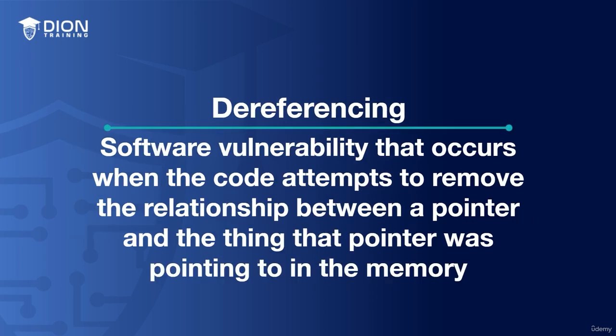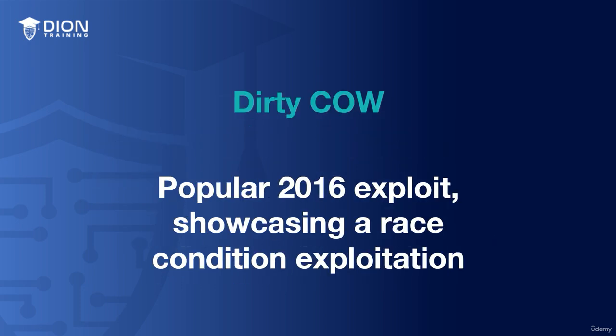Now, one of the ways this can happen is by a dereference or null pointer dereference exploit being exploited to trigger that race condition. Dereferencing is a software vulnerability that occurs when the code attempts to remove the relationship between a pointer and the thing that that pointer was pointing to inside of your memory. Dereferencing will break the reference pairing between the pointer and the thing it was pointing to in memory, and this allows changes to the location of memory or the variable that contains that memory location. Now, race conditions are difficult to detect and mitigate in our modern networks.